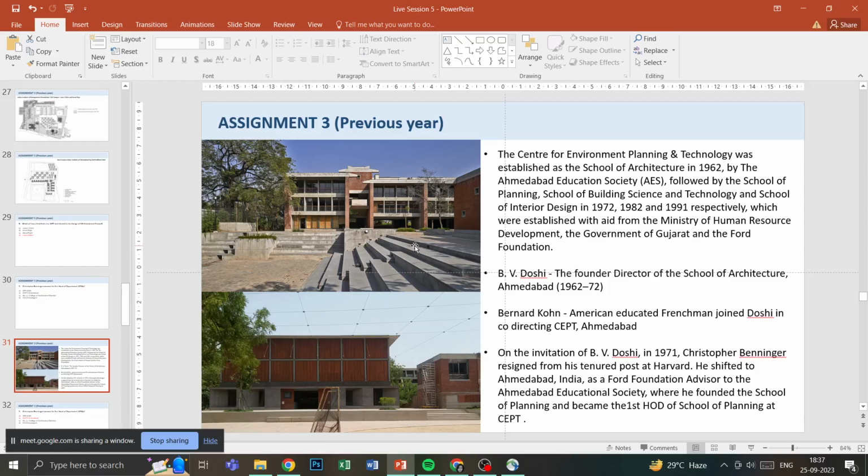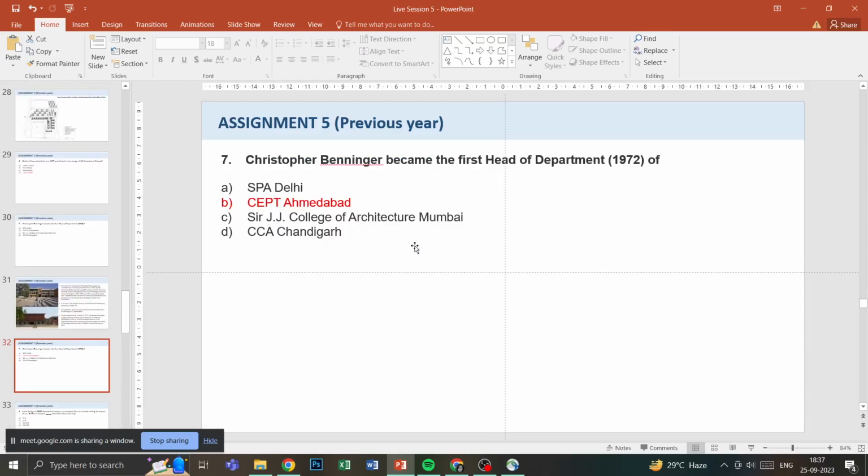B.V. Doshi was the founder director of the School of Architecture, Ahmedabad, from 1962 to 1972. Bernard Cohn, an American educated Frenchman, joined Doshi in co-directing CEPT Ahmedabad, and on the invitation of B.V. Doshi in 1971, Christopher Benninger resigned from his tenured post at Harvard. He shifted to Ahmedabad, India as a Ford Foundation advisor to Ahmedabad Educational Society, AES, and then he founded the School of Planning at that time and became the first HOD of School of Planning at CEPT. So our answer is CEPT Ahmedabad.